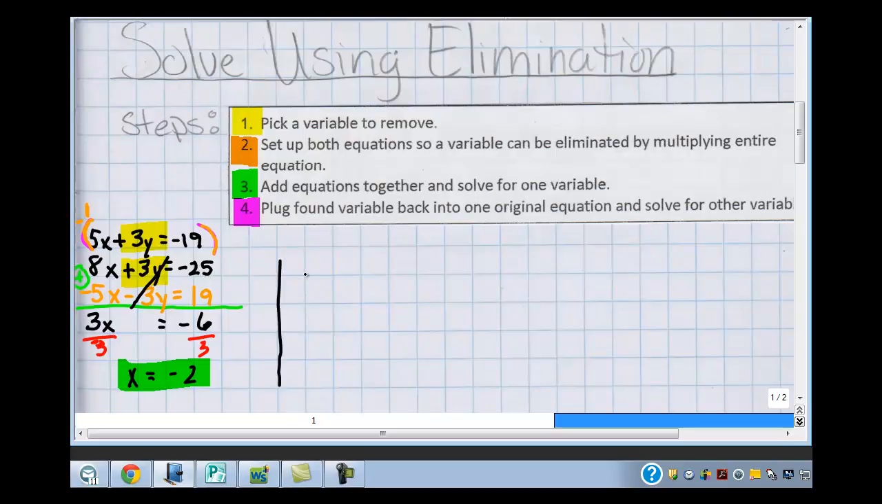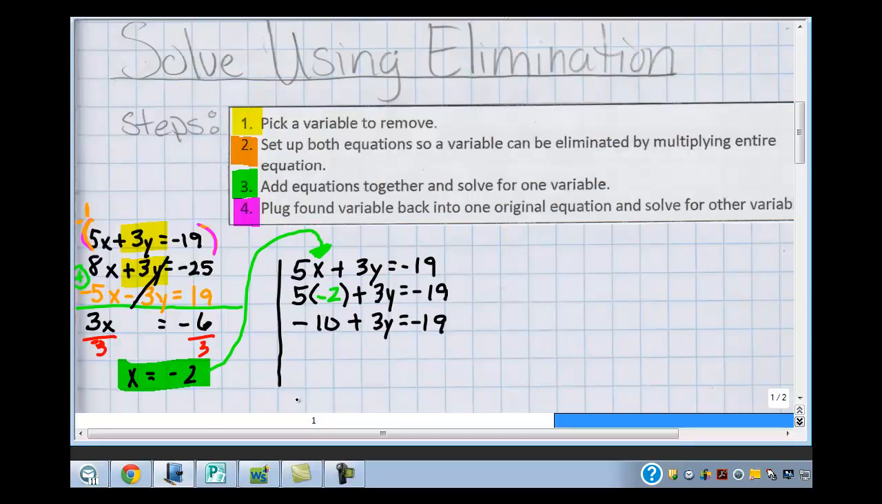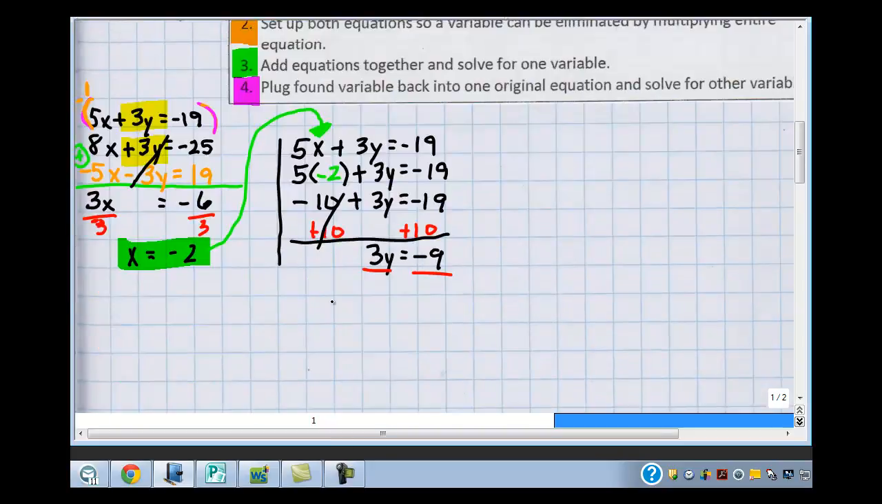So let's plug it back into the top equation. We're going to plug x equals -2. We're going to plug -2 in for x. And then we simplify. Now we just need to solve for y. So let's add 10 to both sides. And when we divide by 3, y is equal to -3. So the solution is -2, -3.